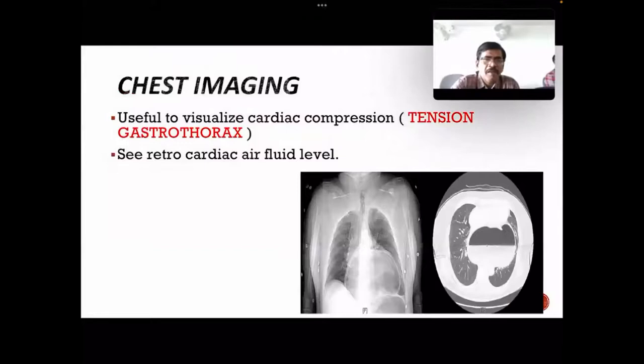In chest imaging, we can see tension pneumothorax and a retrocardiac air bubble shadow. In CT thorax, we can see the air-fluid level. So usually chest imaging can visualize cardiac compression and tension gastrothorax. So thank you, sir.